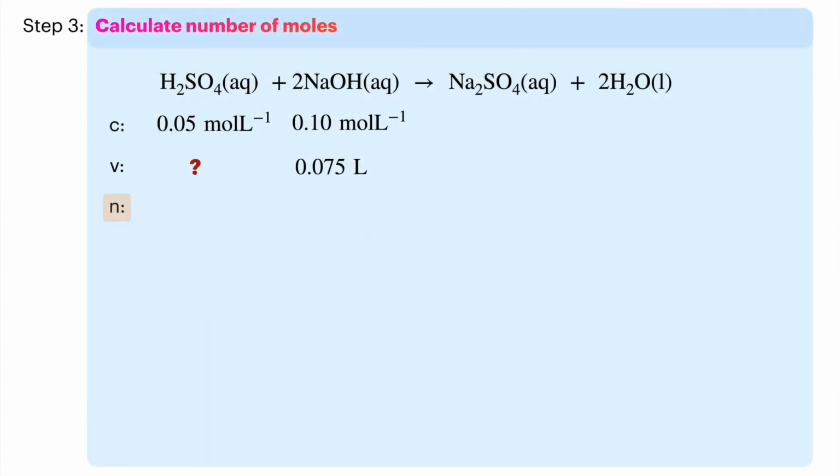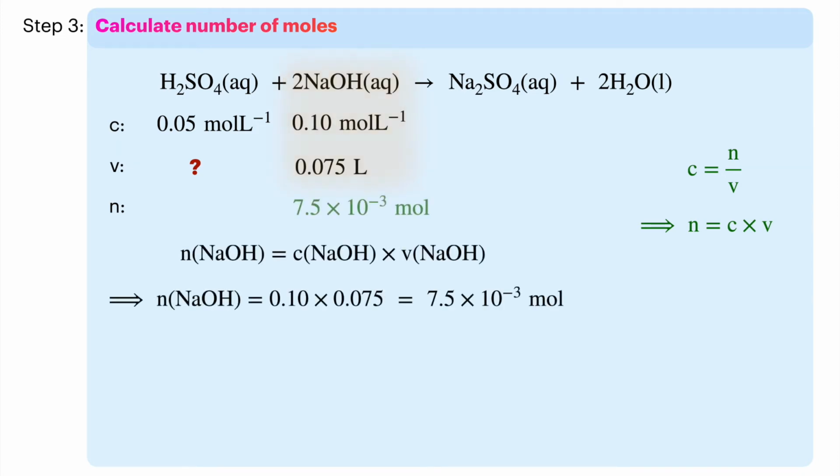The third step is about calculating the number of moles of the species for which both concentration and volume are given, which is sodium hydroxide in this case. If you can recall the relationship between concentration, volume, and number of moles, it is c equals n over v. We can rearrange this equation to make number of moles the subject of the equation. Please be aware that the volume entered in this equation is in liters. Now we just plug in concentration and volume of sodium hydroxide from the data above and multiply them to get the number of moles, which comes out to be equal to 7.5 times 10 to the minus 3 moles.